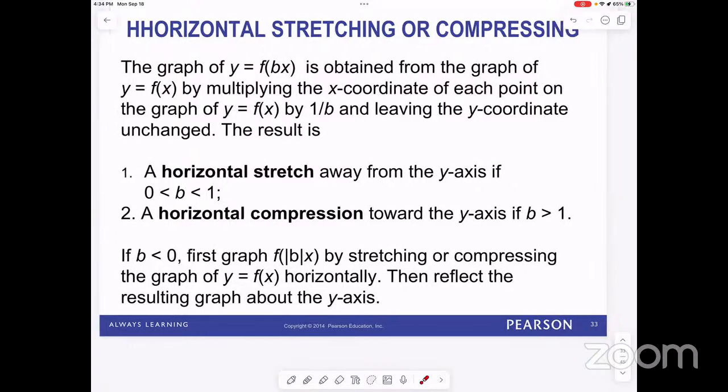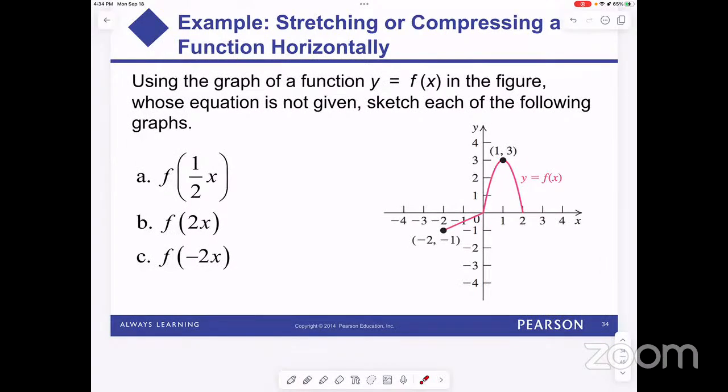Okay. So use the graph of this function in the figure whose equation is not given. Sketch each of the following graphs, right? So I'm just going to stop where I stopped with my students earlier. We still have a couple more examples. For part A, we multiplied the inside by a number between 0 and 1. For B, we multiplied the inside by a number larger than 1. And then for C, we multiplied by -2, right?